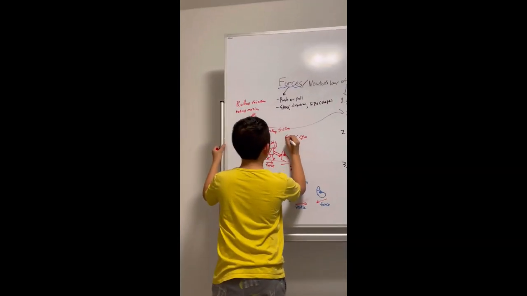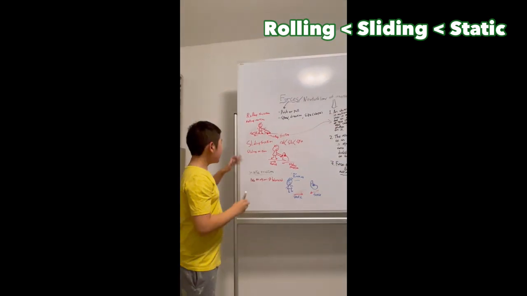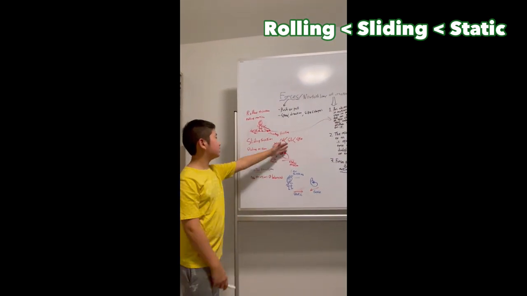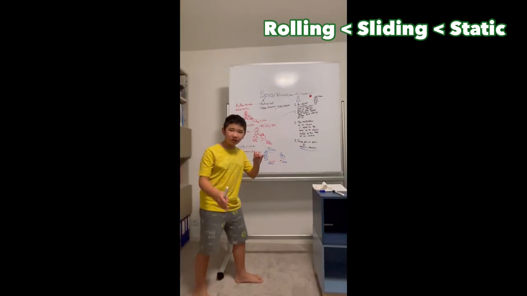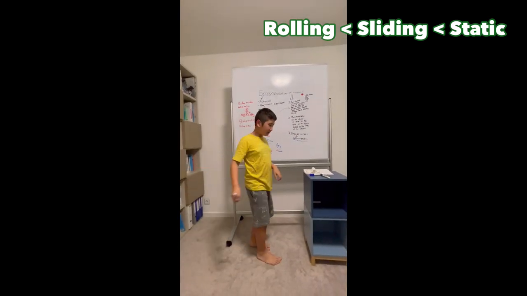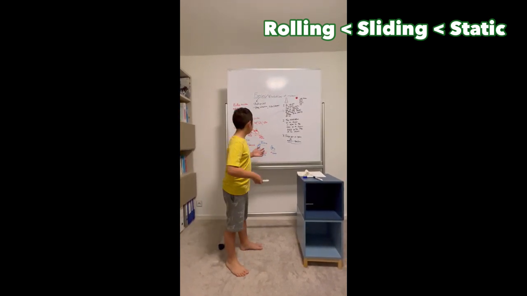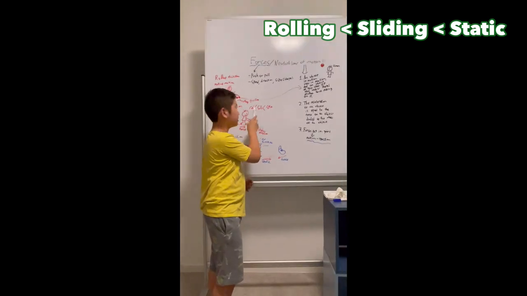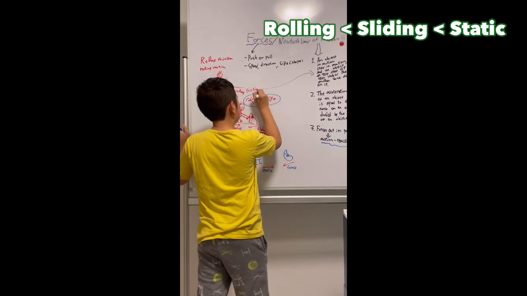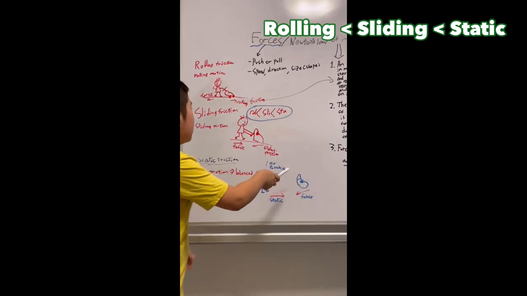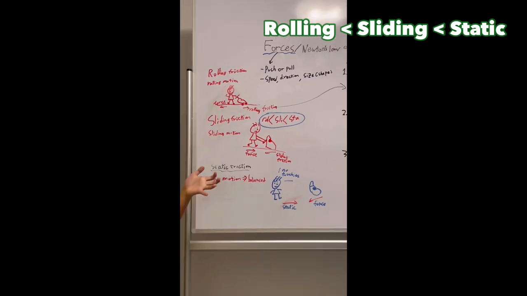Rolling, I'll put ROL. ROL is even quicker than sliding. Try sliding a bag, like a carrier, and then try rolling it. What's easier? You don't have to try it, you know this. Sliding is much harder than rolling. So what is the first, second, and third? Static first, sliding second, and rolling is the third.